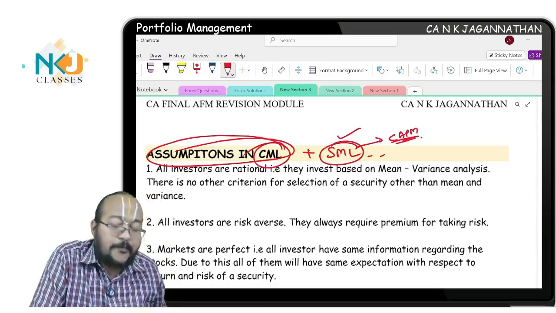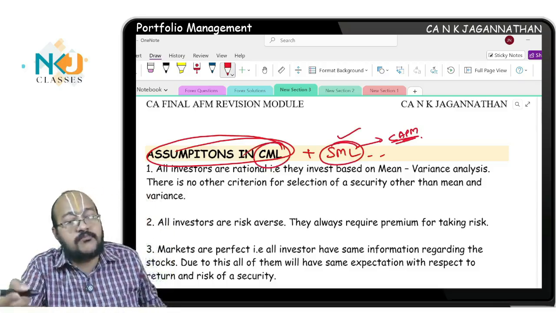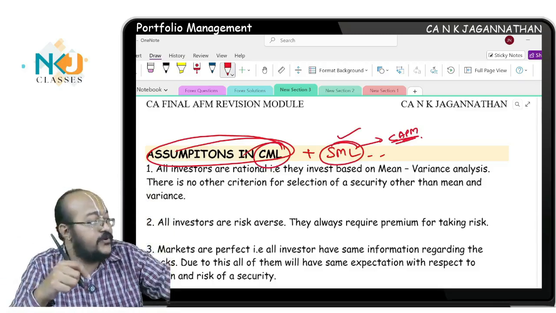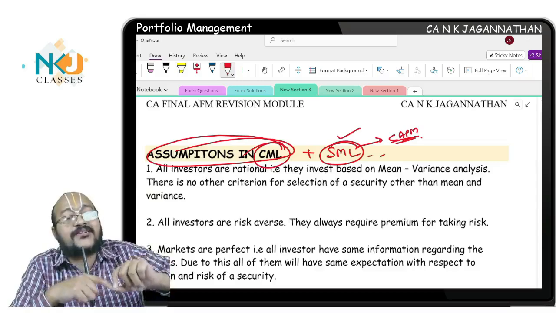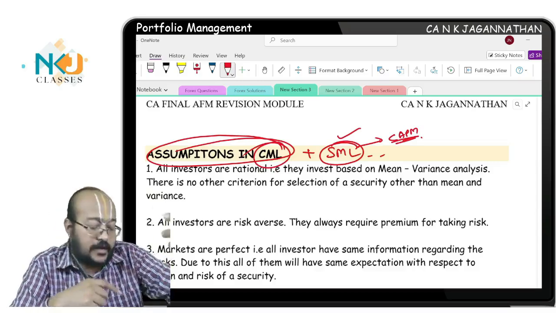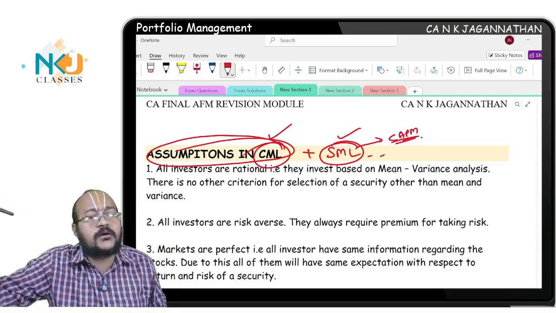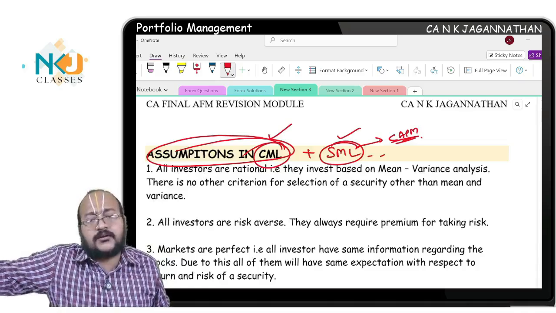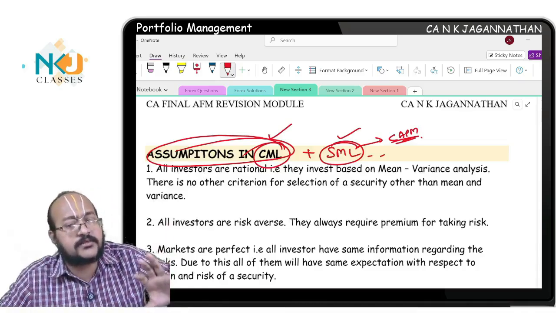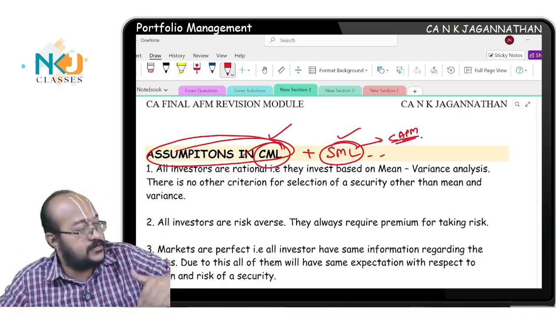Here it is CML, capital market line. There is one more CML in the case of the Sharpe single index model we are going to learn, which is the characteristic market line. This is the capital market line. Are you all understanding? Alpha plus beta into RM plus error term, that we will learn now. That is nothing but the characteristic market line.